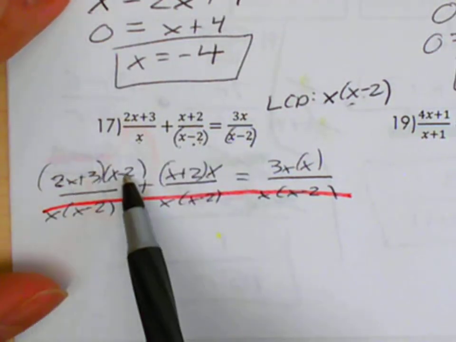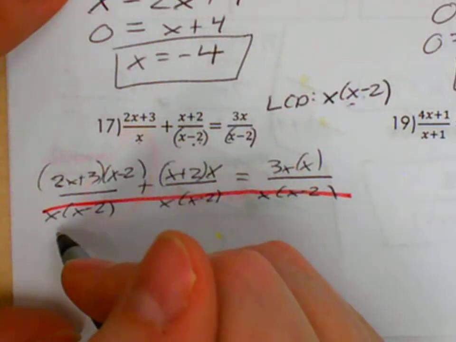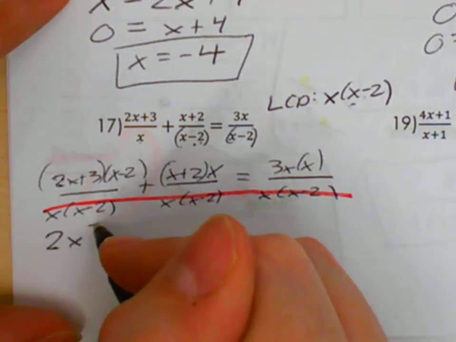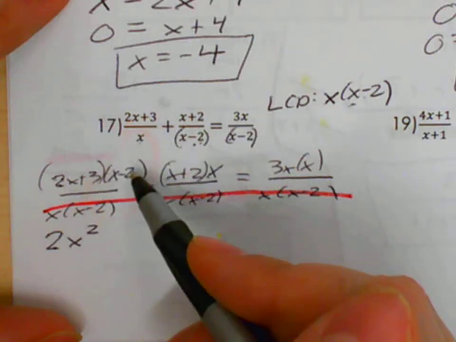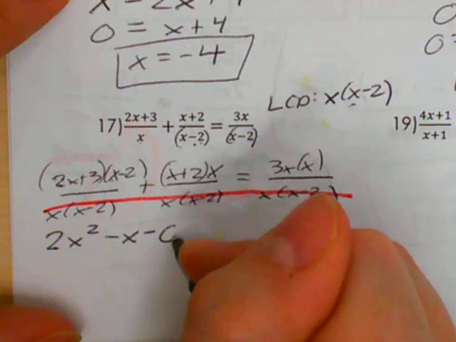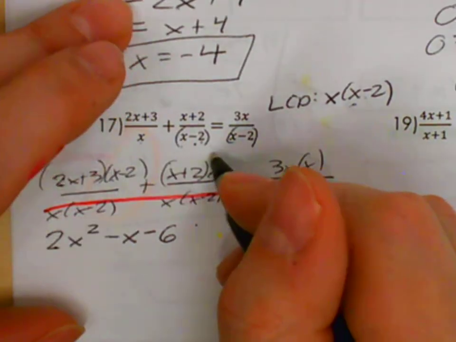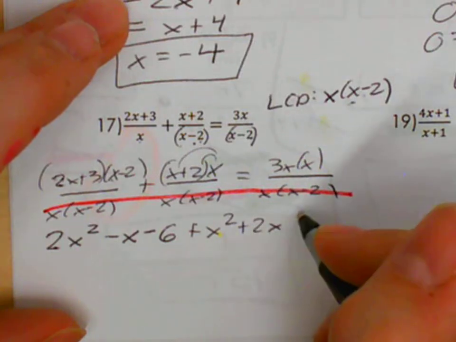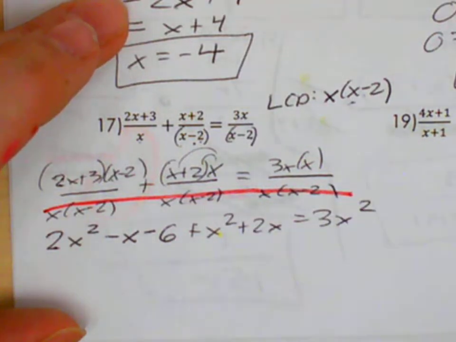This is going to be either boxing or foiling. For the lack of space, I'm going to do it in my head. So I've got 2x squared, 3x minus 4x gives me negative x, minus 6. This I'm going to distribute the x to both things. So plus x squared plus 2x. And this is 3x squared.